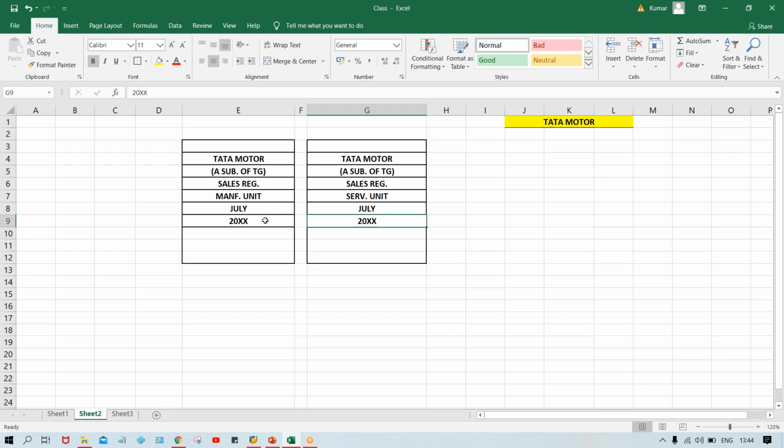So let's suppose this is related to sales. Sales from which unit, manufacturing or service unit, right? And the next question is which period the transaction belongs to, which month, July, June, August, September, right? Which financial year? Based on these questions, they are going to find the appropriate register, and in that the transaction is going to be recorded.